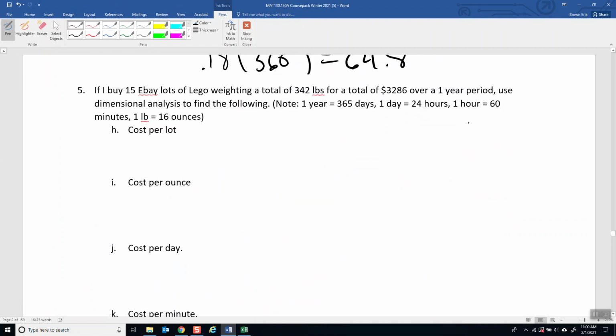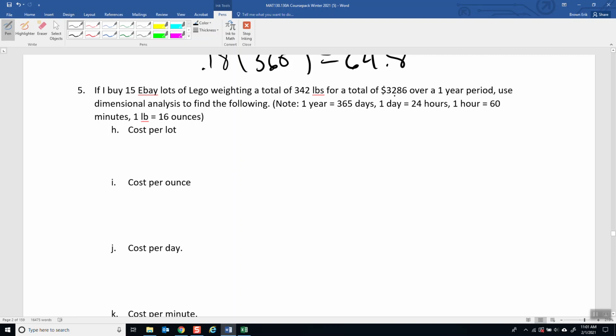All right, here we're doing a little bit of unit analysis. So since I wrote these, this is actually me talking, but I made these numbers up. These aren't actually true, although they're probably not too far off, to be honest with you. So if I buy 15 eBay lots of Lego, weighing a total of 342 pounds for a total of $3,286 over a 1-year period, we're going to use dimensional analysis to find the following. Cost per lot.